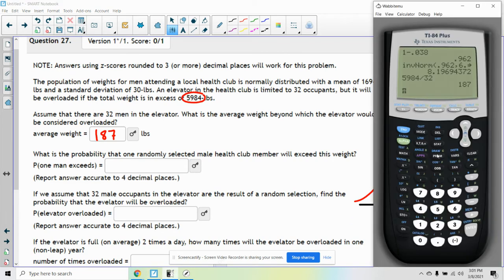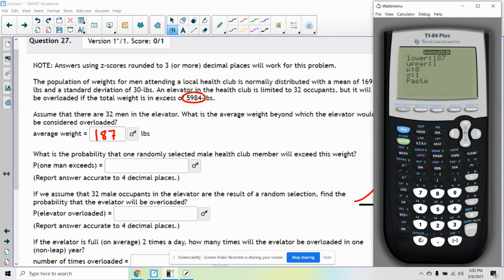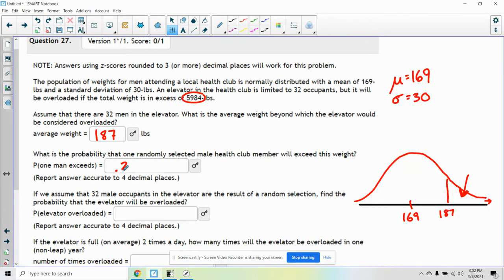So now I'm going to use the normal CDF because I'm looking for the probability. So the lower bound is going to be 187. The upper bound, there is no upper bound. This goes on forever in this direction. So we just pick a really, really large number. I'll do like 100,000, whatever. Just pick a bunch of zeros. My mu is 169. Sigma is 30. So the chance that one specific man exceeds that weight is 27.4%. It wants it to 4 decimal places, so 0.2743.